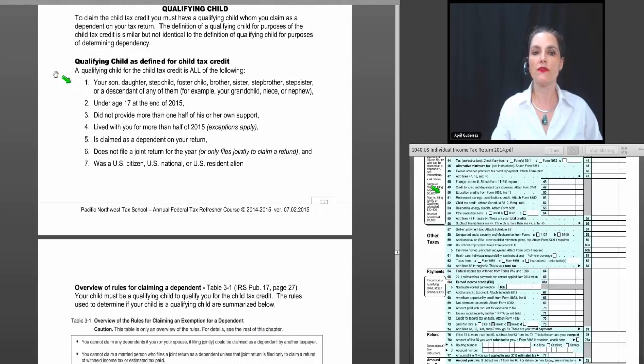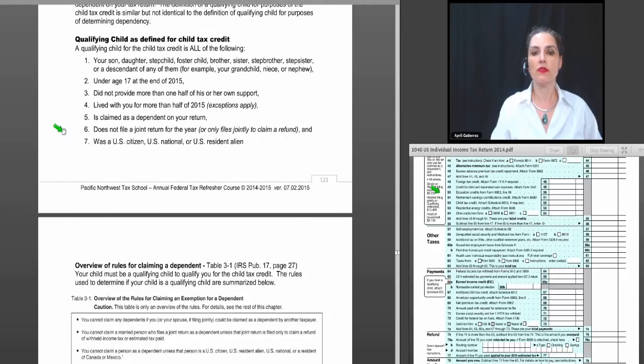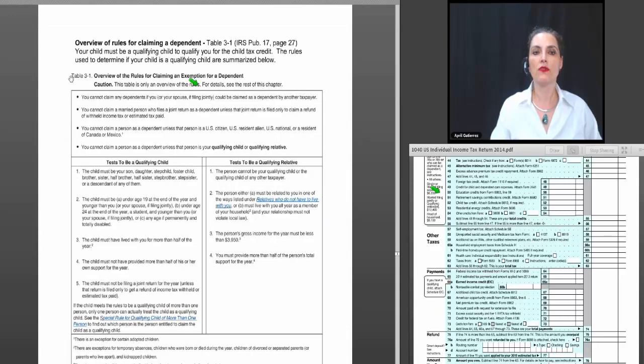A qualifying child for the child tax credit is all of the following: your son, daughter, stepdaughter, foster child, brother, sister, stepbrother, stepsister, or descendant of any of them, for example, your grandchild, niece, or nephew, and is under age 17 at the end of the year, did not provide more than half of his or her own support, lived with you for more than half the year, is claimed as a dependent on your return, does not file a joint return for the year, and was a U.S. citizen, U.S. national, or a U.S. resident alien.